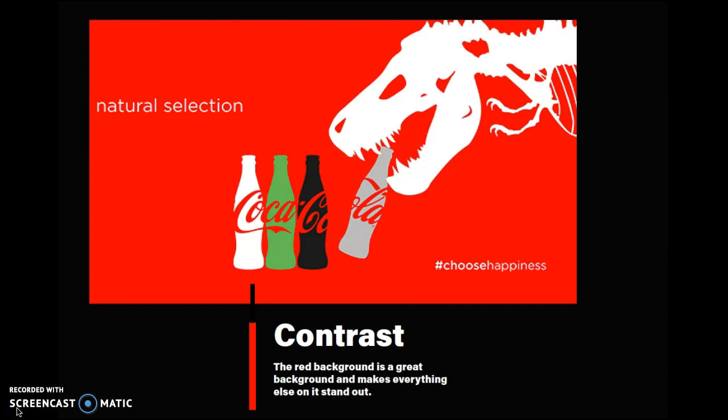The next design element is contrast. The bright red background makes everything else on the ad pop. The white stands out and seems brighter, the black stands out and seems darker. Red and green are direct opposites on the color wheel, which also makes the screen stand out.